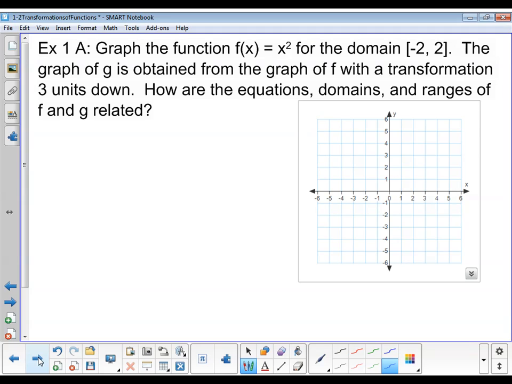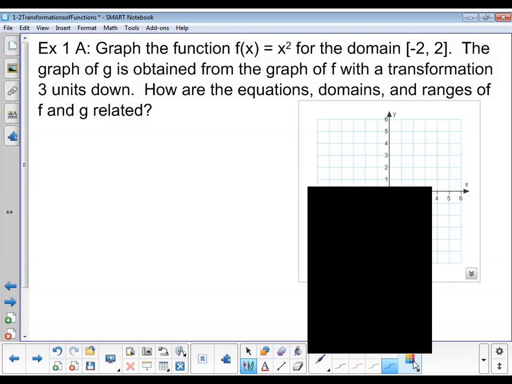Our first example asks us to graph the function f of x equals x squared, which, by the way, is the parent function for a quadratic, like we had on the opening page, for the domain -2 to 2. It also tells us the graph of g is obtained from this graph of f with a transformation of 3 units down, and then we need to say how the equations, domains, and ranges of f and g are related.